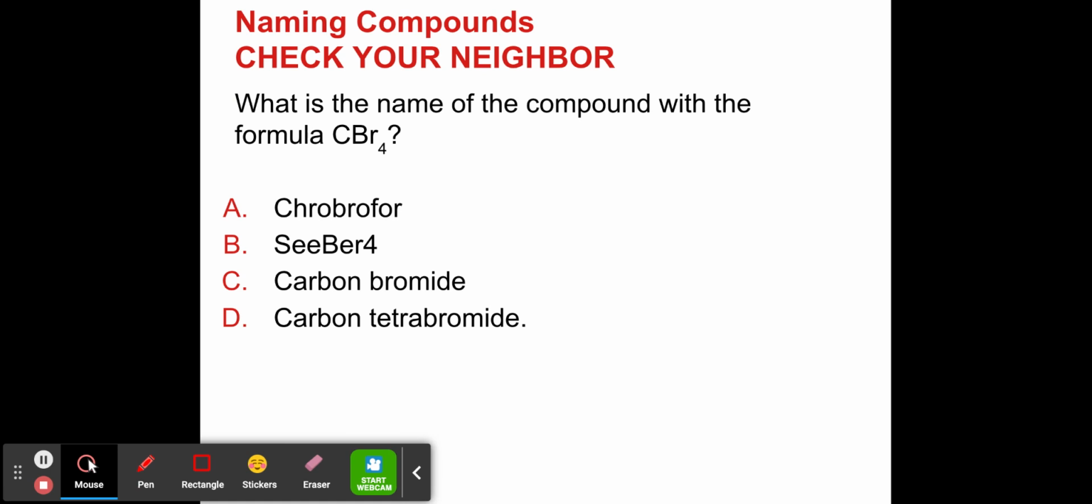So now let's check for understanding here. What is the name of the compound with the formula CBr4? So there's just one carbon. Usually when the first element is one, we don't have to indicate mono, but you can if you want. You can say monocarbon, that's fine, or you can just say carbon. So if I say carbon, how many bromine do I have? Four. So I'll get rid of the INE at the end of bromine and replace it with IDE as we said. And because there are four, we'll say carbon tetrabromide.